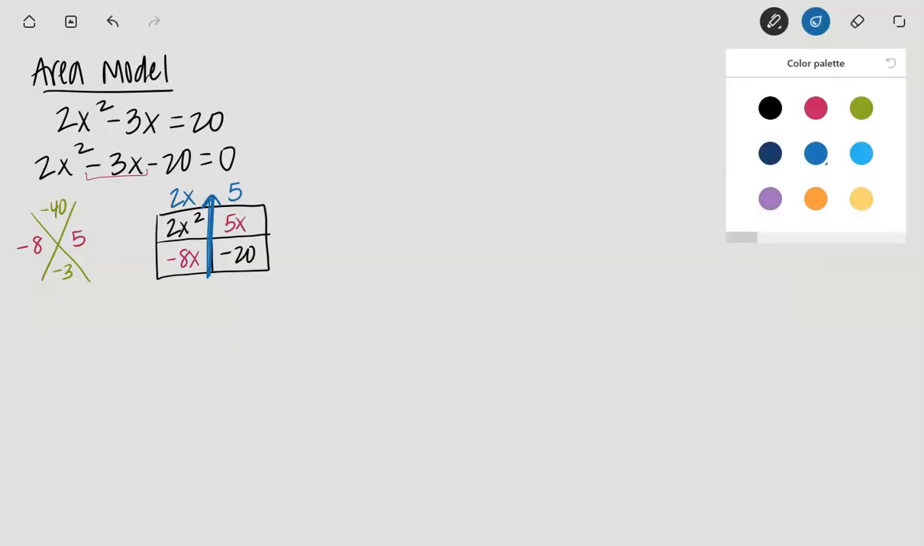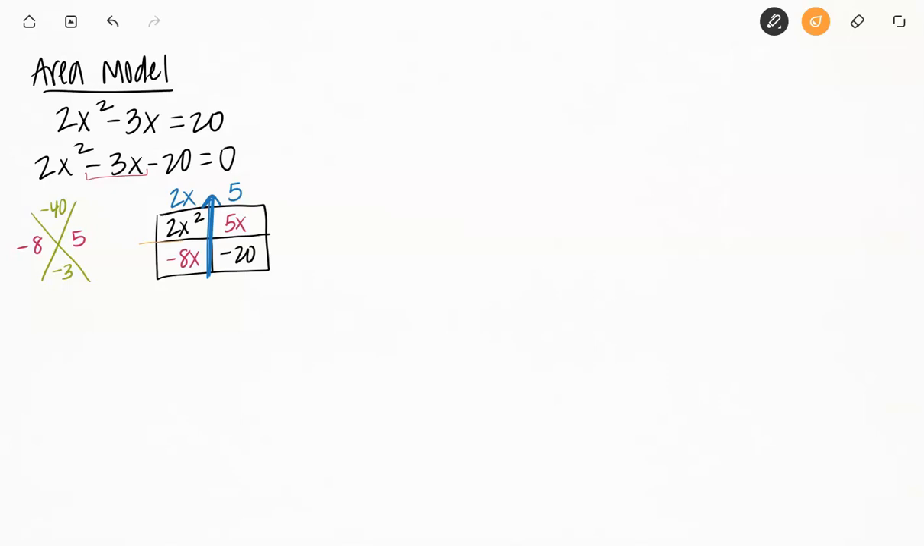And then we do the same thing going across. 2x squared and 5x, our greatest common factor is x. Negative 8x and negative 20, our greatest common factor is negative 4. So our factors are 2x plus 5 and x minus 4 equals 0.